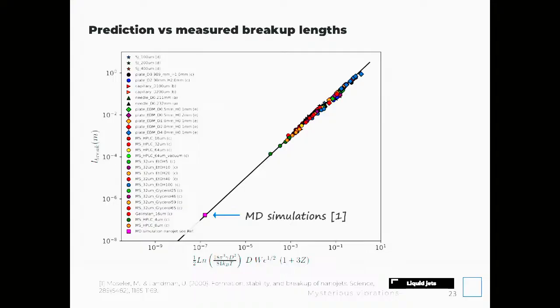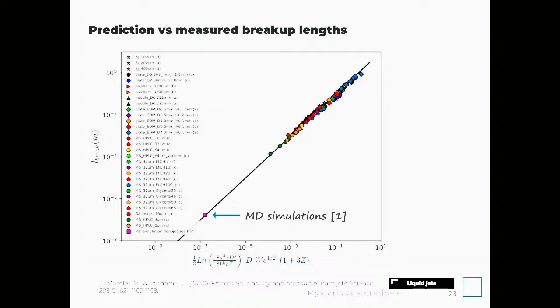This is a very nice data point, from an old simulation by Mosler and Landmann, who actually did an MD simulation of nanojets. They claimed nanojets are different from regular jets, because for nanojets you can actually see the fluctuations, and you can see that the fluctuations lead to the breakup of the jet. And we're now saying, well, it's on our line, and so for all the other jets it's also the fluctuations, only you cannot see them.